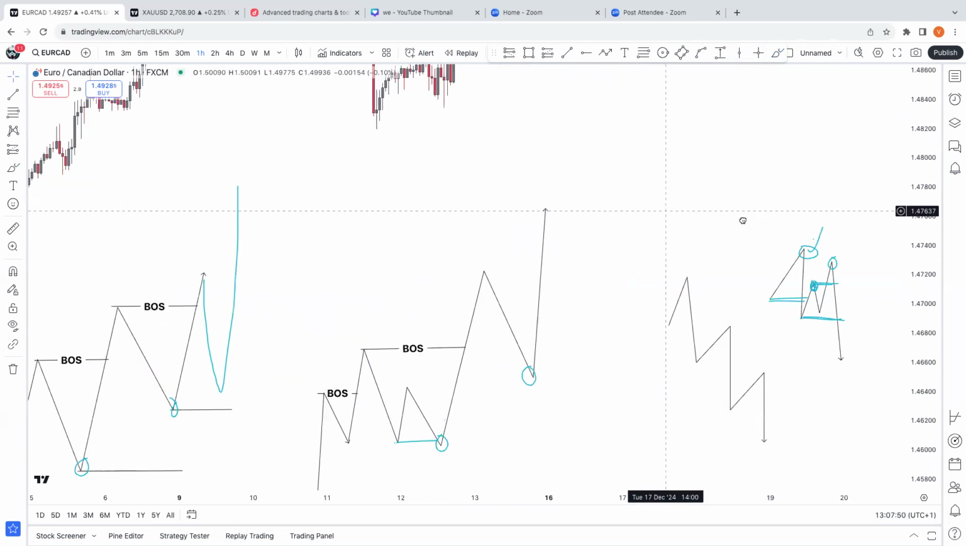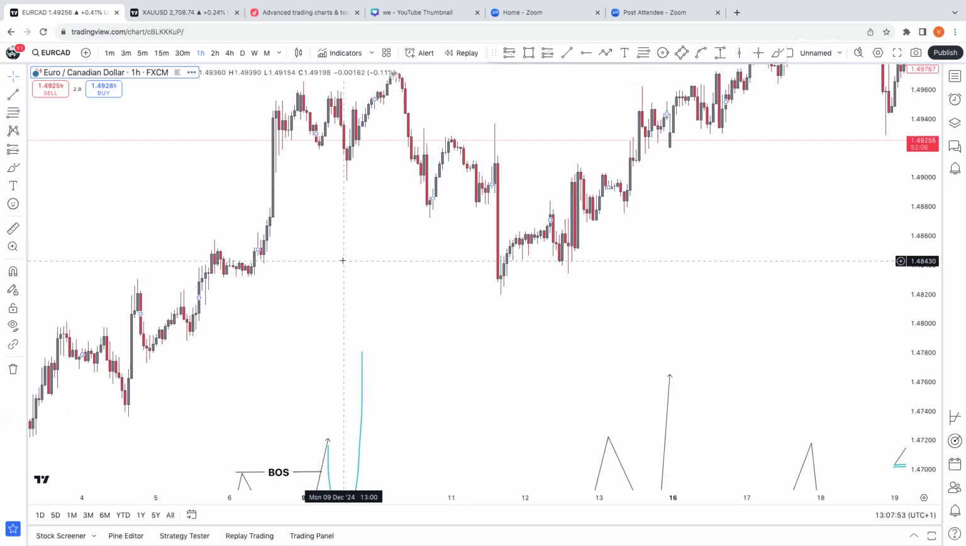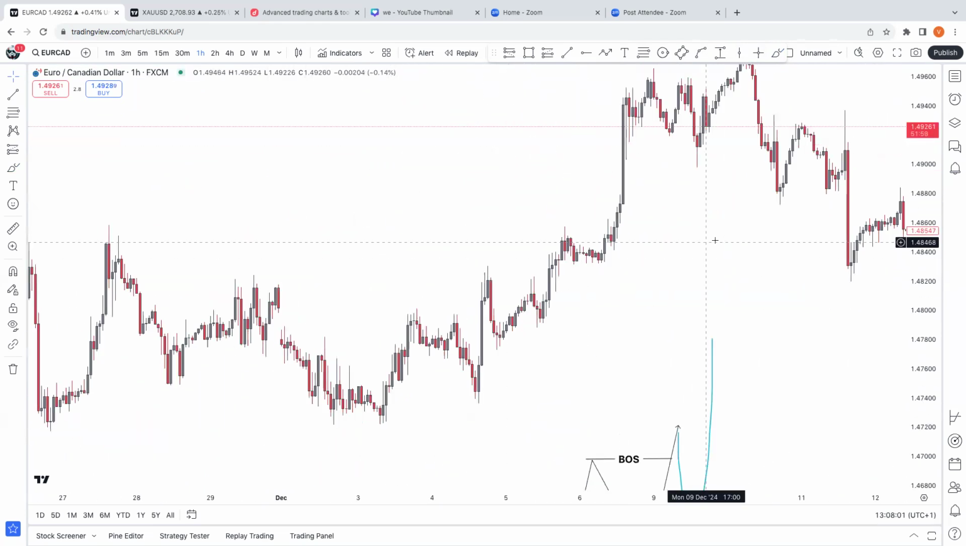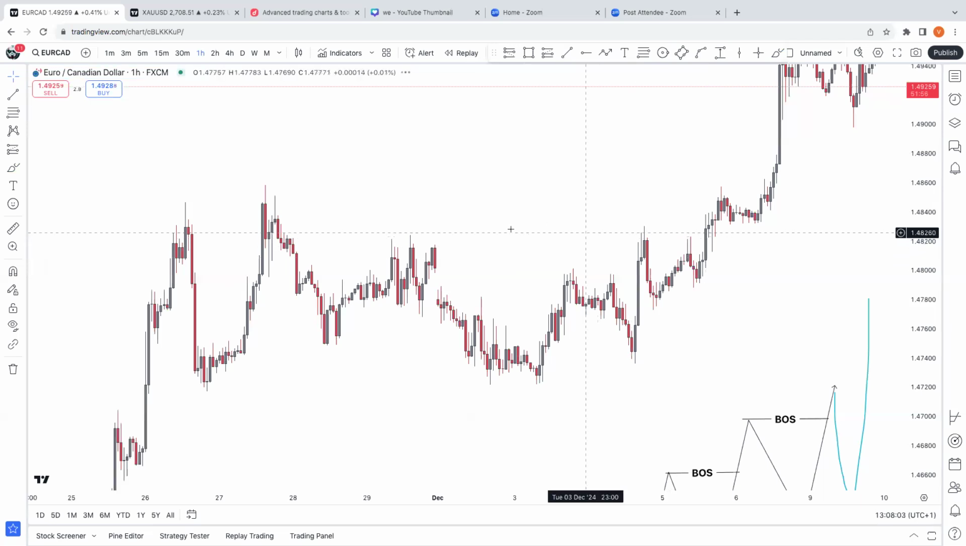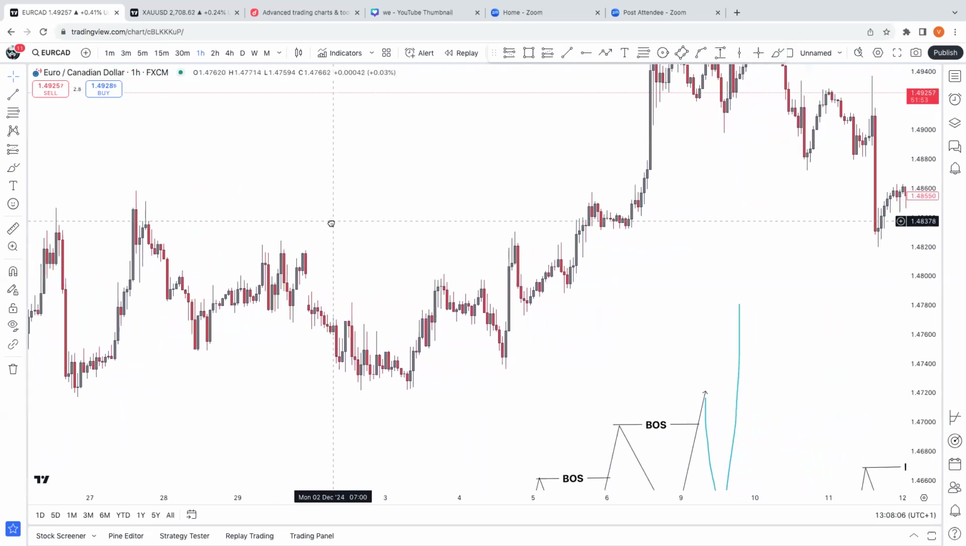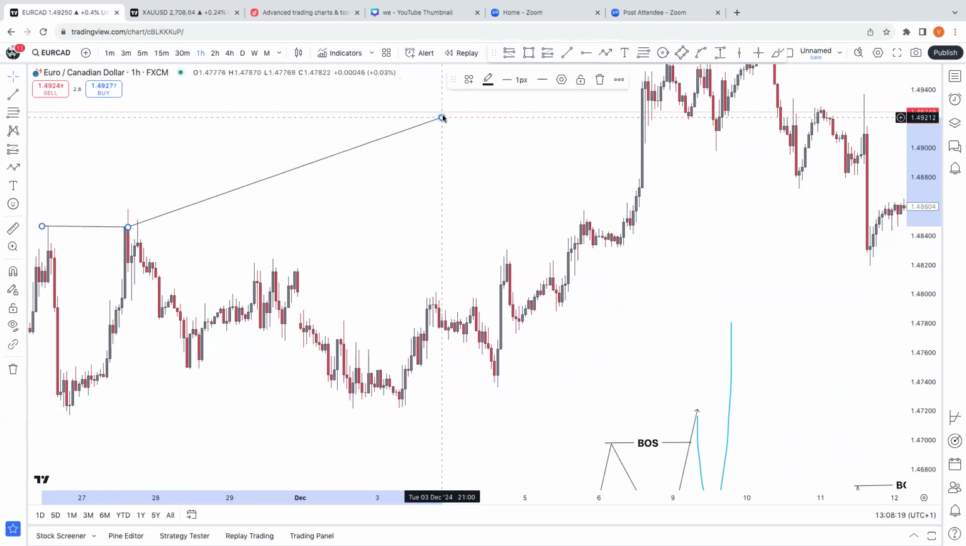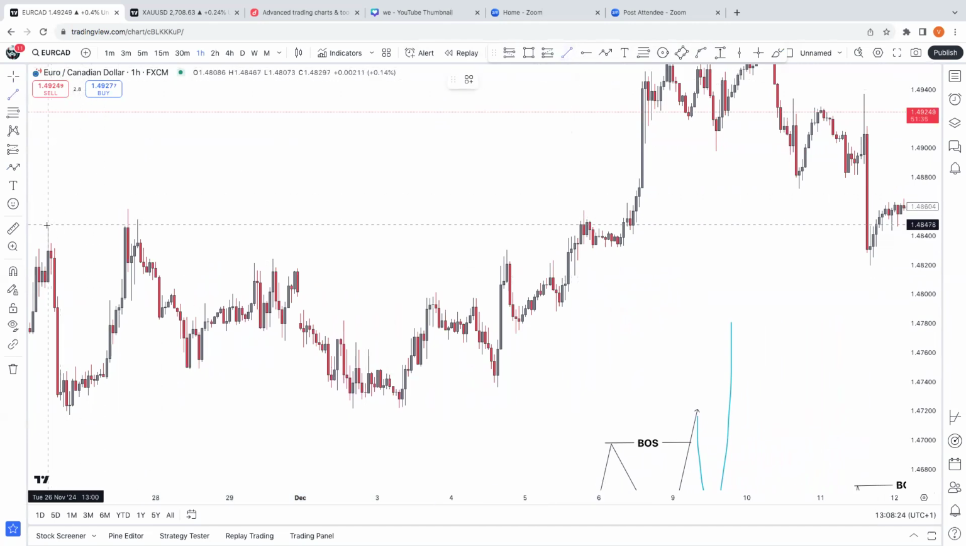So let's quickly look at chart examples so we can understand this concept even better. Let me look for a clear example for us. Okay, now just look at this. This is a trendy market, right? This is price creating a break of structure. This is a BOS, right? This is a break of structure.